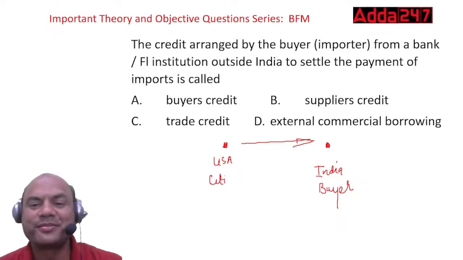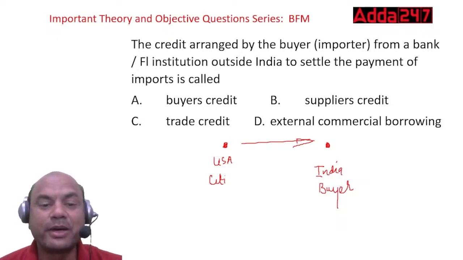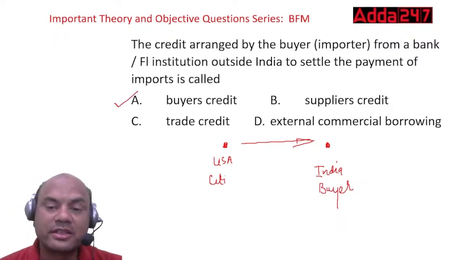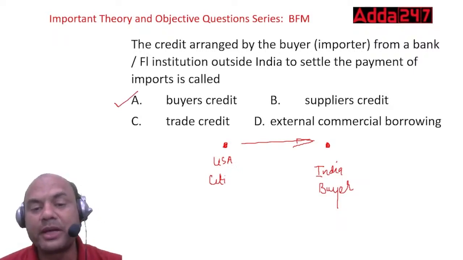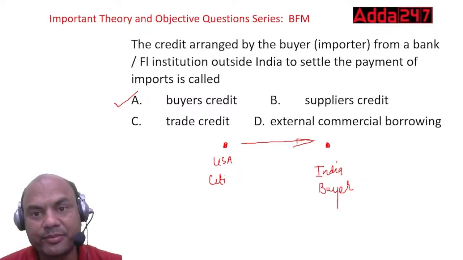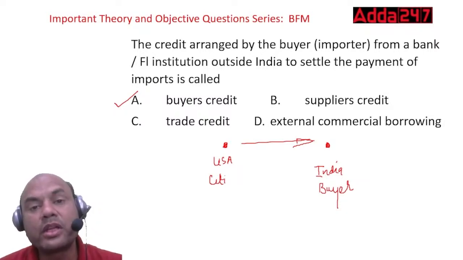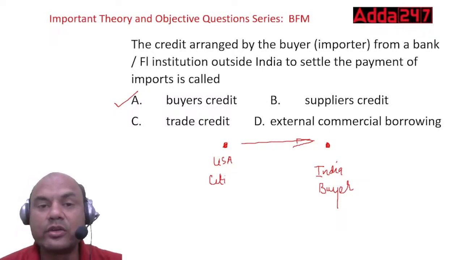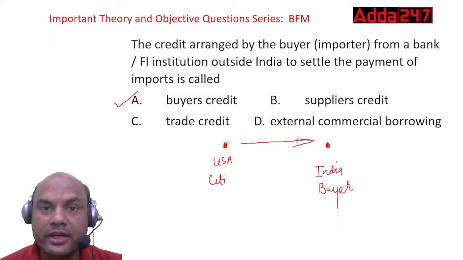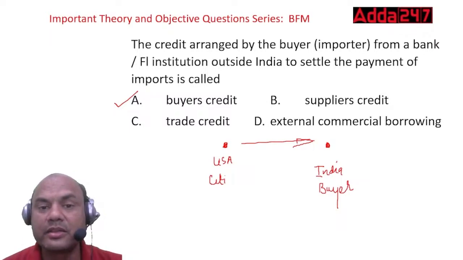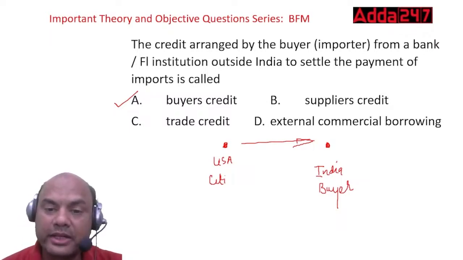Yeah, it is. Here the answer is called buyer's credit. Remember this. Buyer's credit is a part of ECB, external commercial borrowing. But external commercial borrowing is above $20 million and about 3 years. Any loan taken from other banks outside India, within 3 years and within 20 million, by the buyer or any person is termed buyer's credit.